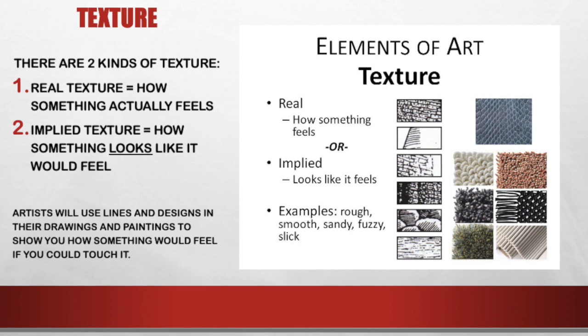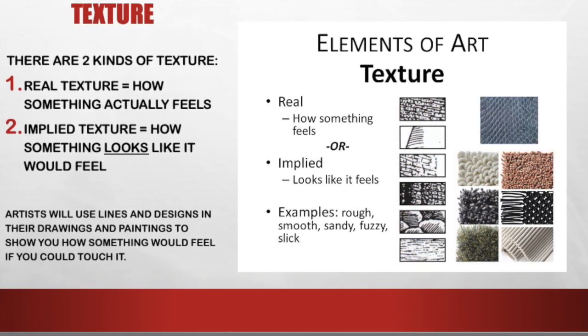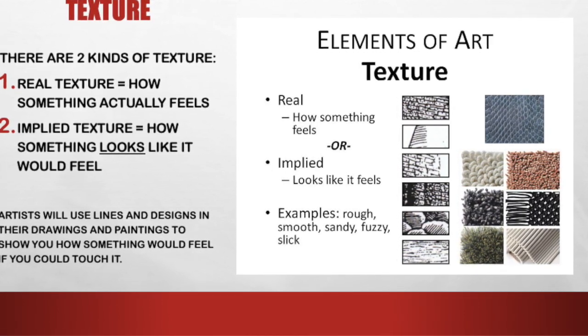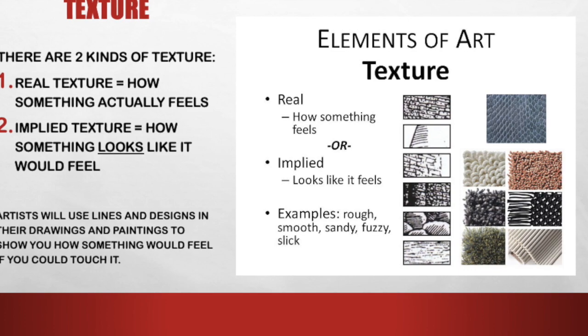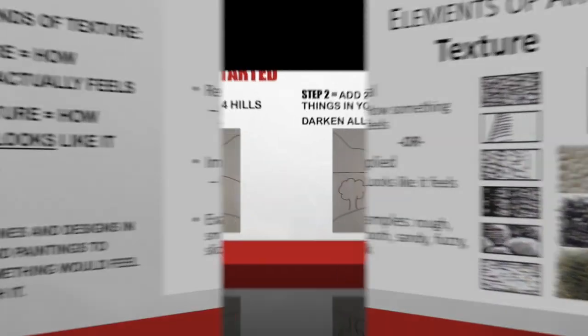The other kind is called implied texture. An implied texture is how something would look like it would feel if you were able to touch it. Artists use implied texture when they are creating a painting or a drawing.